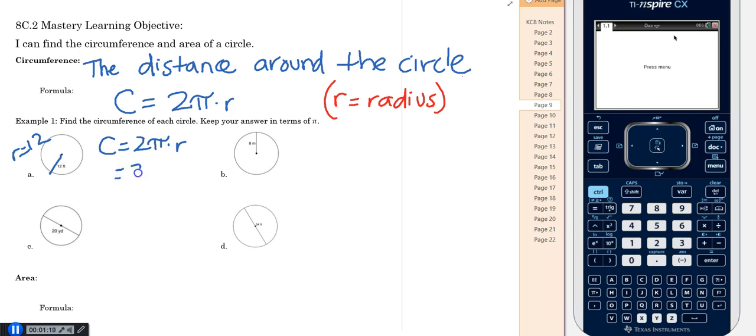So what do we know? Well, I'm going to bring the 2 down. I'm going to also bring the pi down. Not going to change that either. But what I am going to do is take this 12 and substitute it in for my r.